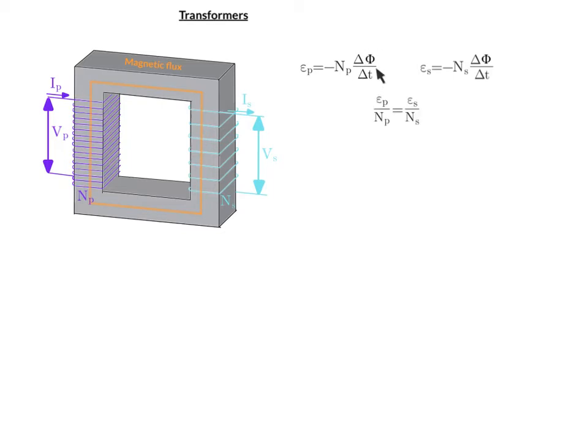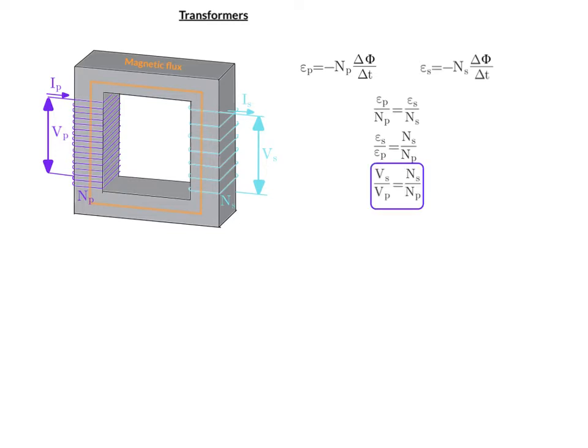But since delta phi delta t is the same for both of these equations, that means that E sub p, the EMF in the primary divided by the number of turns in the primary, equals the EMF in the secondary divided by the number of turns in the secondary. So we have that over here. Then we can rearrange this so that we have the EMF in the secondary divided by the EMF in the primary is number of turns in the secondary divided by the number of turns in the primary. So there is a relationship between the secondary and the primary of the EMFs and the number of turns.